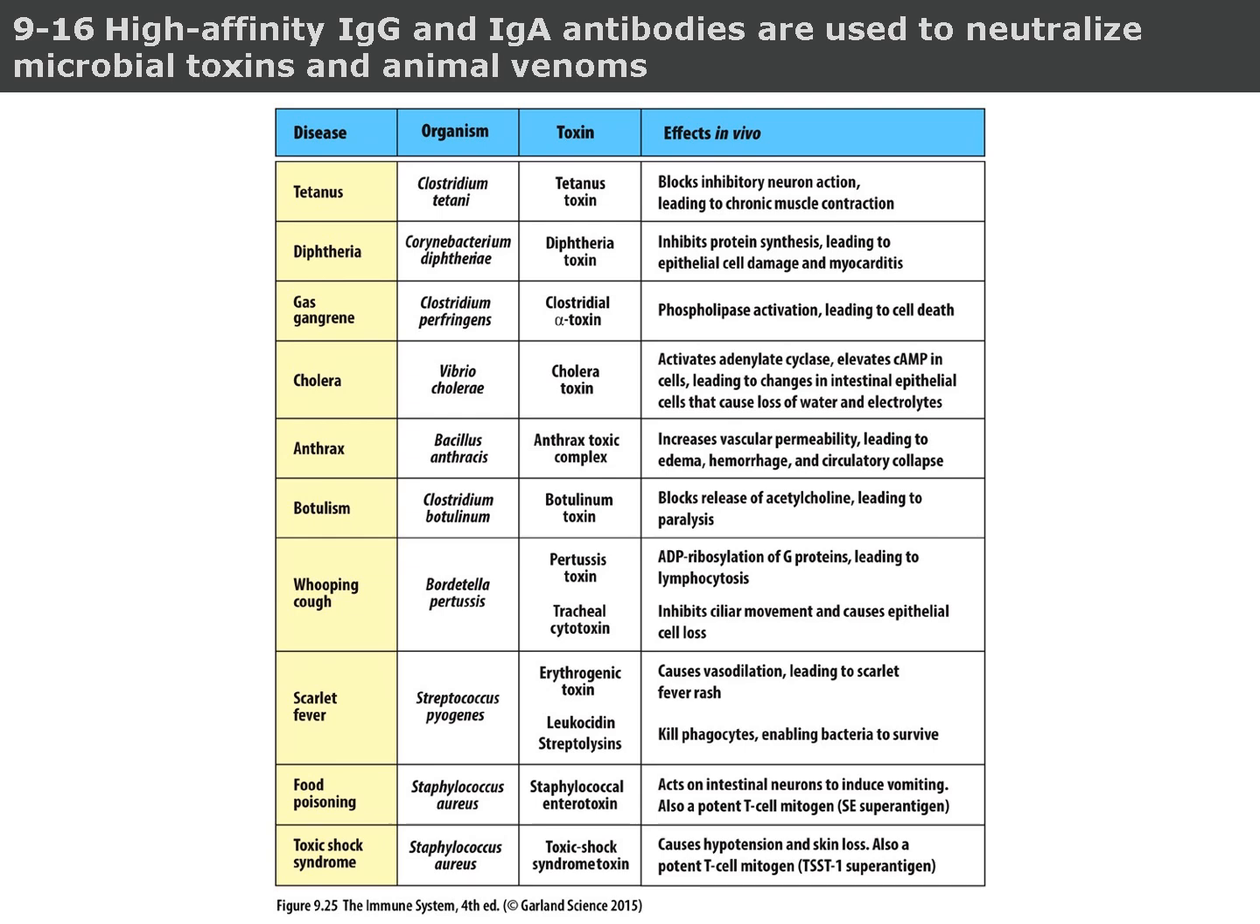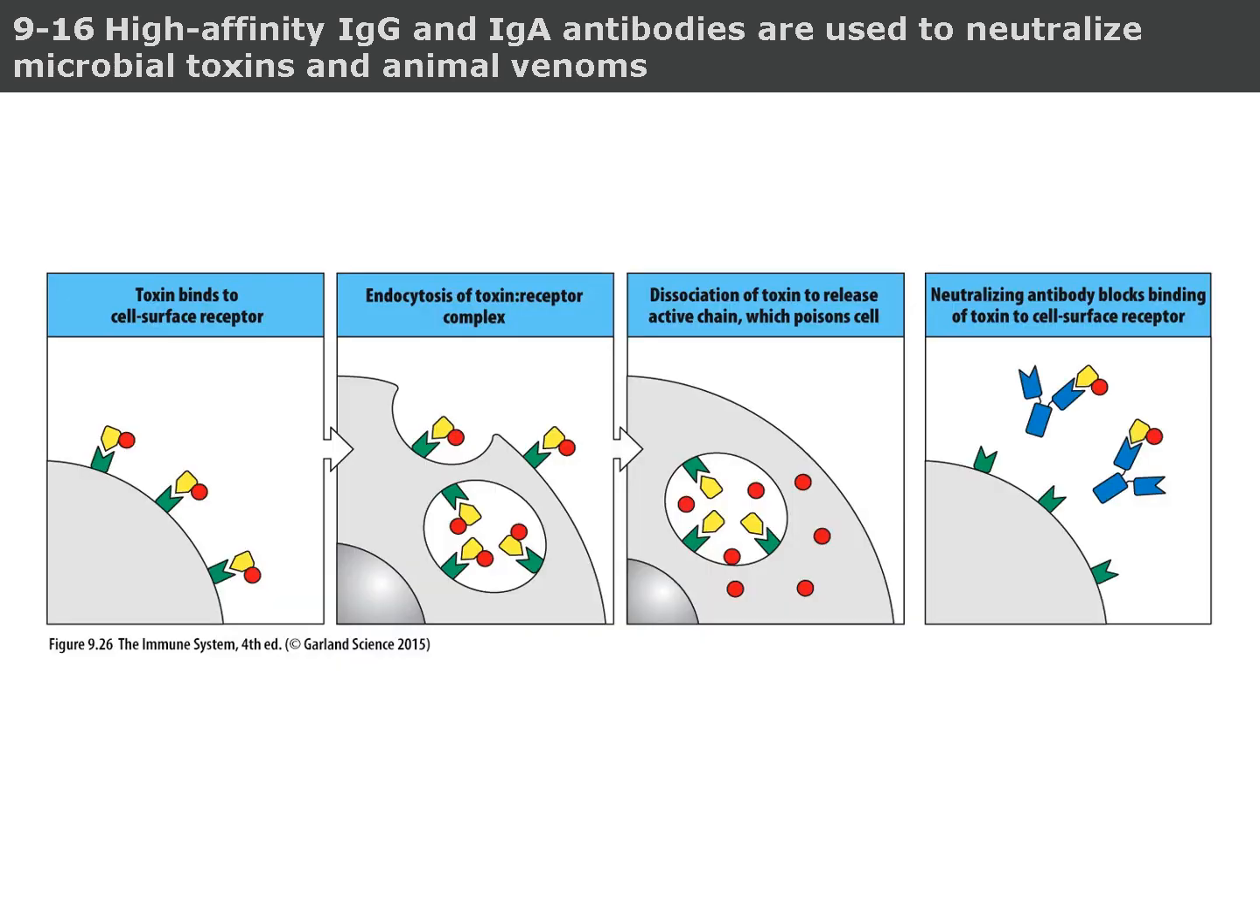Neutralizing antibodies bind these toxins before they interact with host cells, blocking their toxic effects. Vaccines for diseases like tetanus, diphtheria, and pertussis work by generating these high-affinity antibodies. Ultimately, antibody-mediated neutralization is one of the most effective defenses in the immune arsenal, especially when toxins are the main drivers of disease. This figure demonstrates how neutralizing antibodies protect cells by blocking the entry and action of microbial toxins.